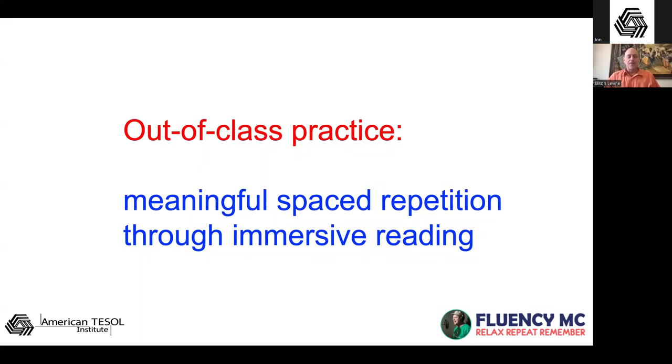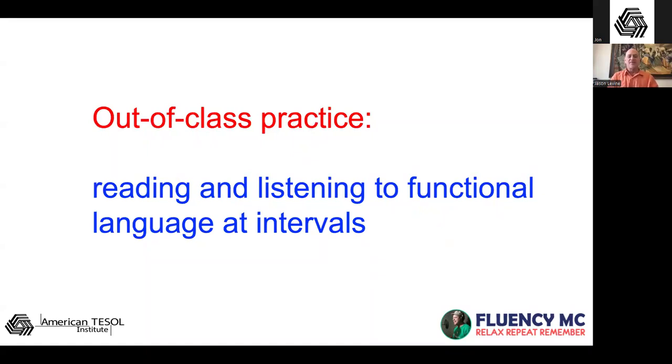What is immersive reading? People often assume immersive reading means throwing yourself into reading, or reading across a number of weeks or months or something like that. But immersive reading means reading while you listen. So reading something and listening at the same time. So to me, this is the magical combination. Out of class practice, doing meaningful spaced repetition through immersive reading. So to make that even easier, right, reading and listening to functional language at intervals.